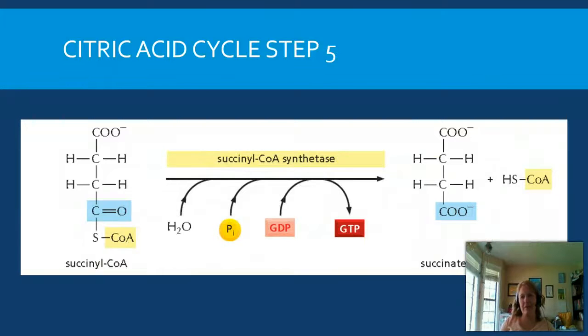In step 5, we have a whole lot of stuff going on here. This is a big step. As you can see, the acetyl-CoA is still there, but the acetyl-CoA is going to now be removed from this process. This is when we generate some energy, and in this case it's going to be GTP.